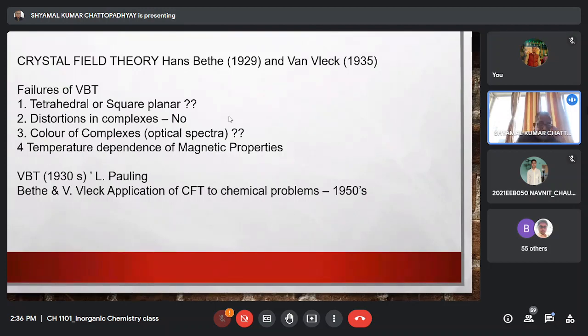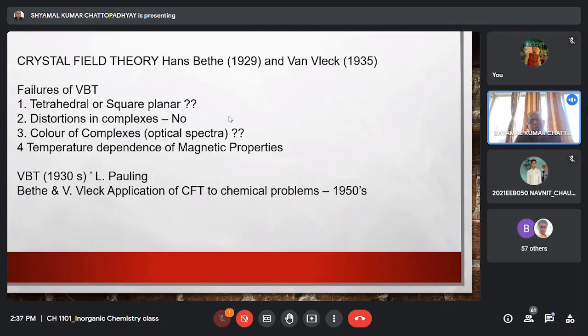So these shortcomings of the valency bond theory became very apparent, and that's why people searched for the alternative theory, right? For instance, I give you one example. If I take tetrachloride, say nickel tetrachloride, NiCl4 2 minus, platinum tetrachloride, PtCl4 2 minus, and PdCl4 2 minus, palladium tetrachloride.